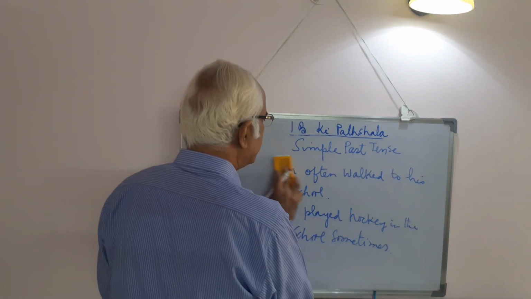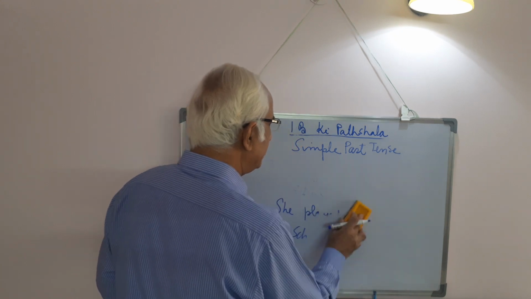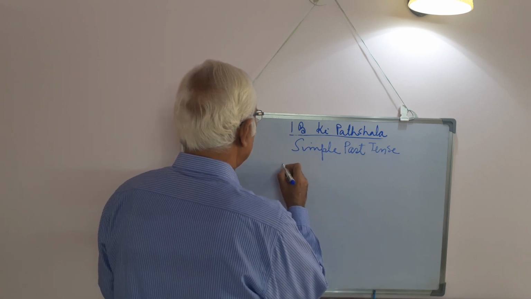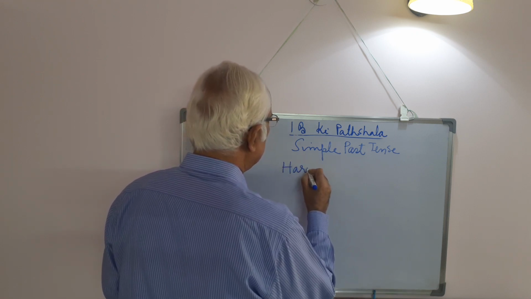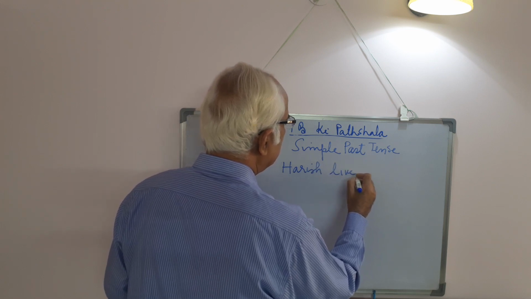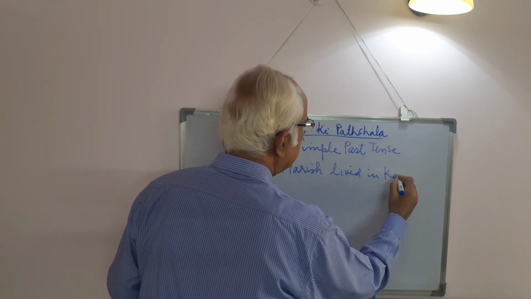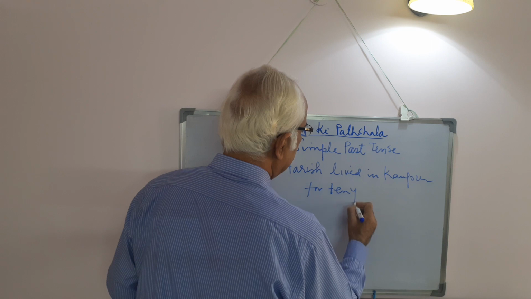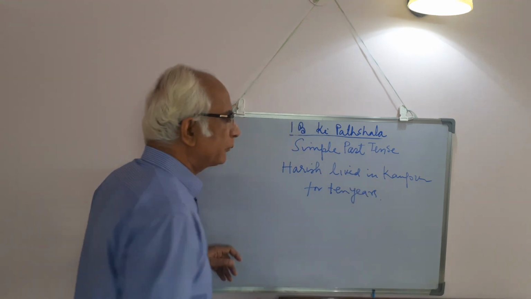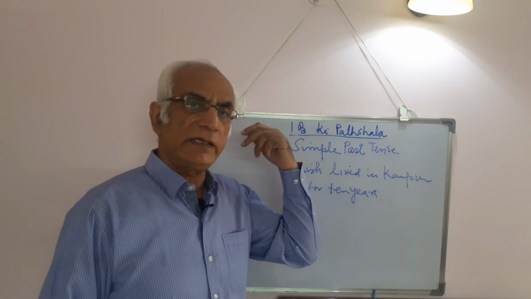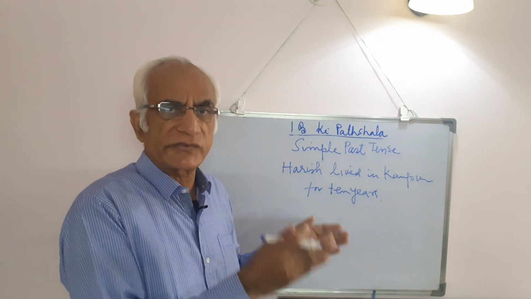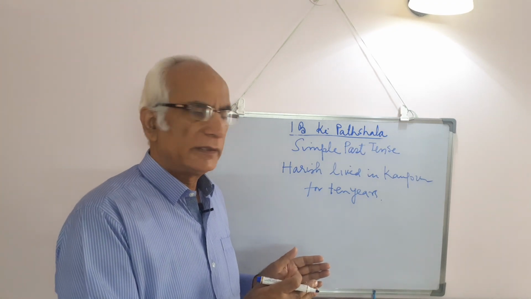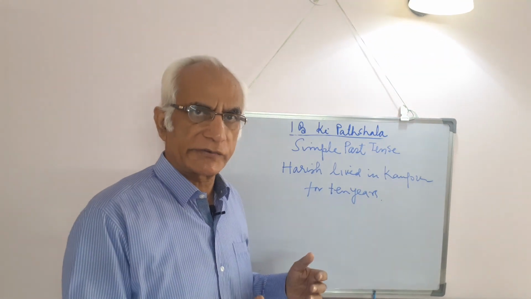And what was the third thing that we said? Something which was true in the past. For example, Harish lived in Kanpur for 10 years. He is not living in Kanpur now, but he was living in Kanpur for 10 years. So that fact was true for some time in the past. It was true for 10 years. Okay? He is no longer in Kanpur. He may be somewhere else.